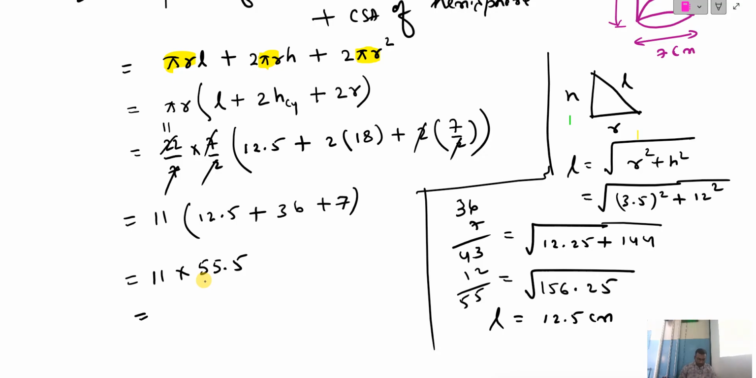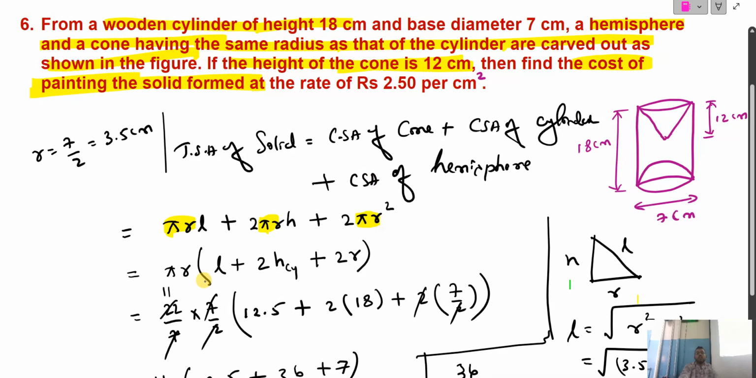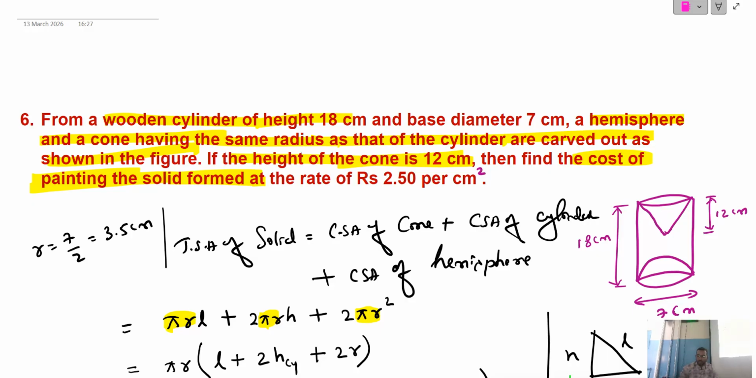Tell me the answer first. 6105. 615. 11 into 55.5. 610.5 centimeter square. So this is my total area. Am I right? Is this clear?